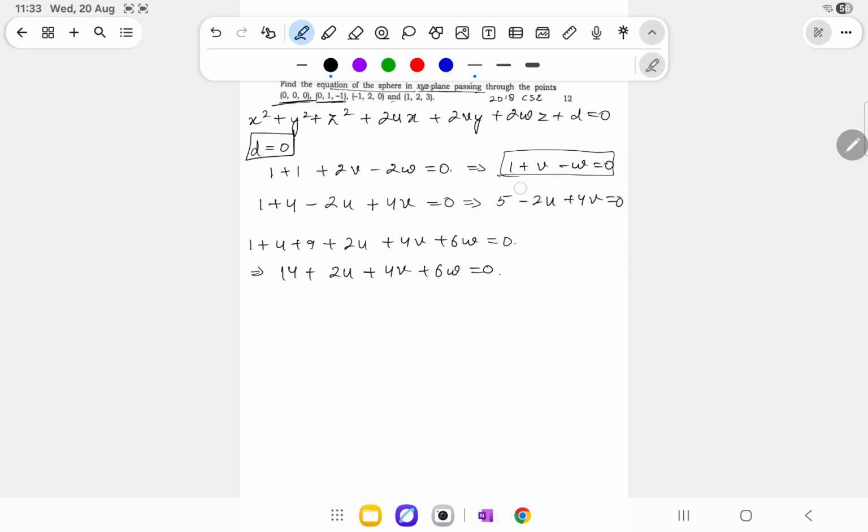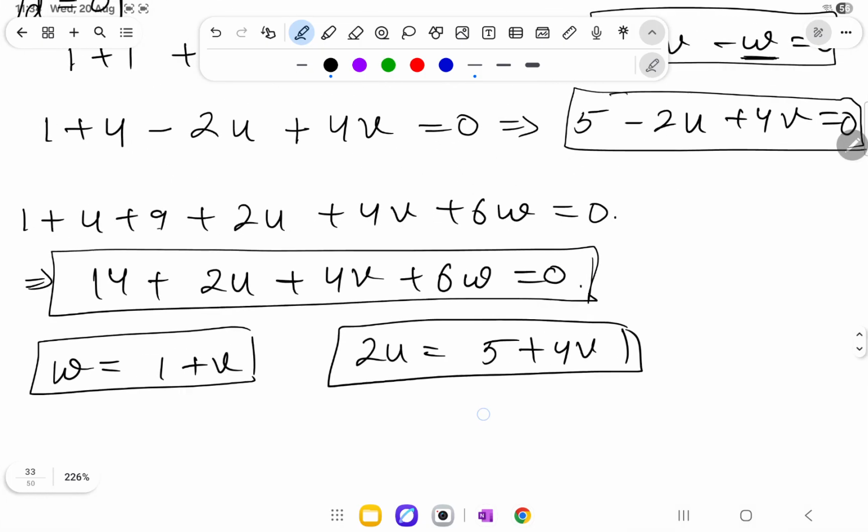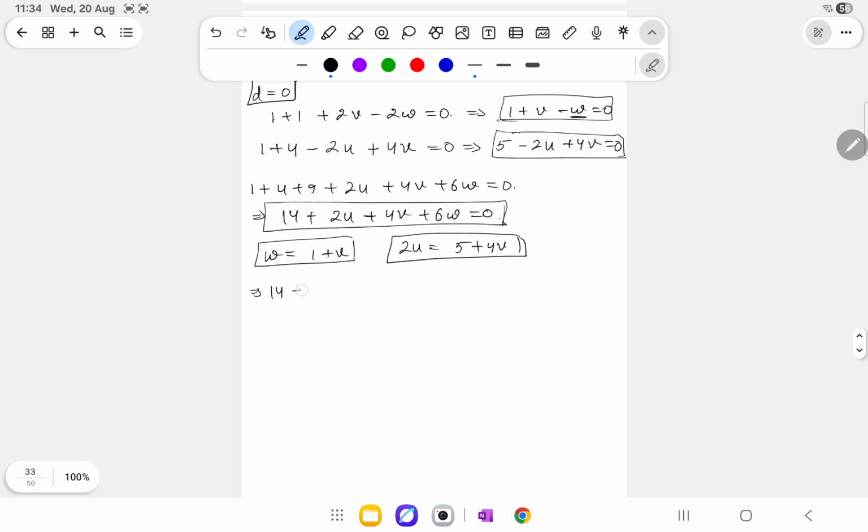So we have 3 equations in u, v and w. So using these we can easily calculate value of u, v and w. So if you see from here, I'll get value of w in form of v. So I'll get w is equals to 1 plus v. Likewise from second equation I can get u in form of v. So 2u equals to 5 plus 4v. So I can just substitute these value of w and u in this third equation to get value of v. That will be 14 plus 5 plus 4v plus 4v plus 6 plus 6v equals to 0. So if we calculate it, we'll get 14v plus 6 plus 5 plus 14, that will be 25. So from here I'll get my v as minus 25 by 14.